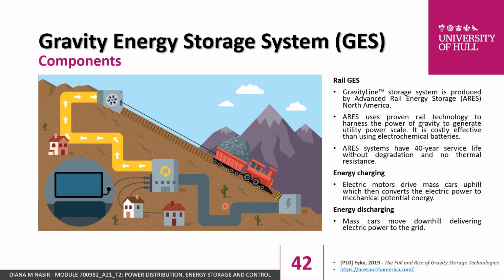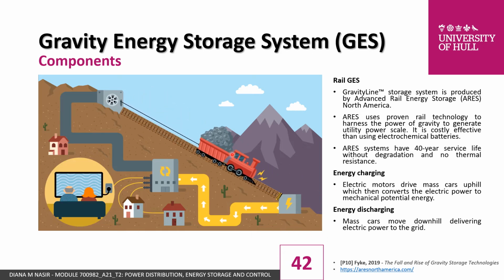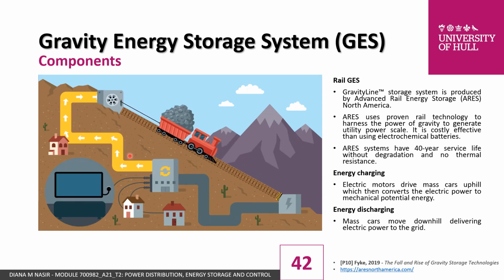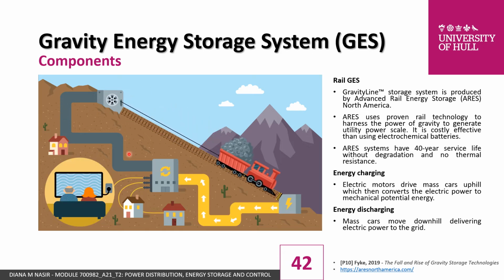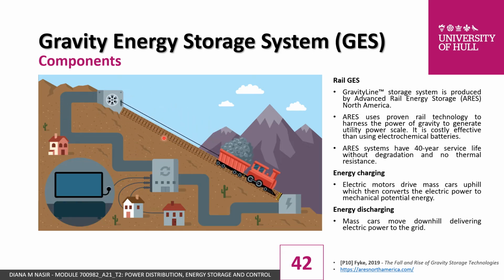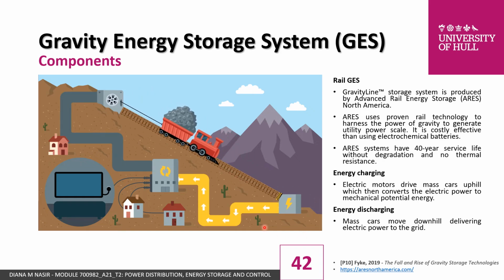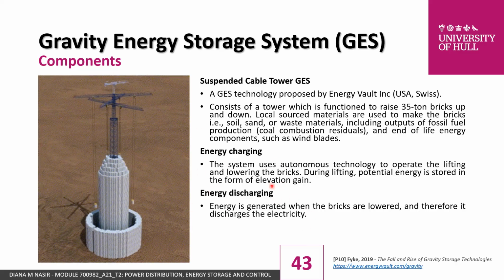To charge the energy, the motor will drive the mass cars uphill, which converts the electric power to mechanical potential energy, while the energy is discharged from the system by moving the mass cars downhill, which delivers the electric power to the grid. Now we go to the suspended cable tower GES.